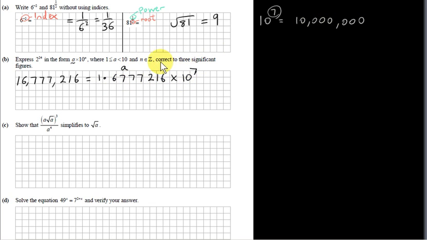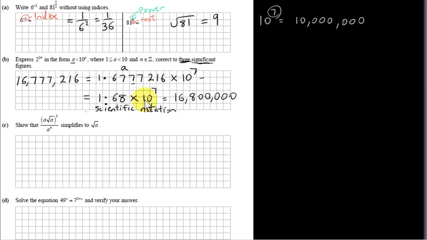Now we want this answer here correct to 3 significant figures. What does that mean? Well, we just want 3 figures in for a. So basically we want to round a to 2 decimal places. That's how we get 3 figures for a. So we look at the third place, which is 7. We see that it's 5 or more. We add 1 to the second place, so we get 1.68. 1.68 times 10 to the power of 7 is actually 16,800,000. So we've rounded the second place up to 8. In other words, 16,777,216 is closer to 16,800,000 than it is to 16,700,000.